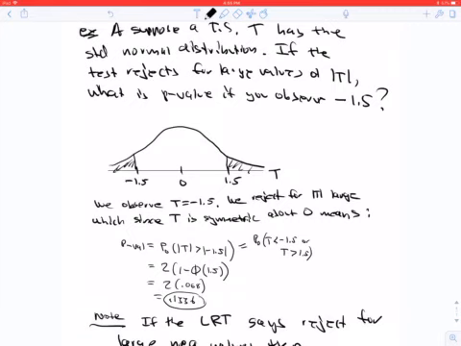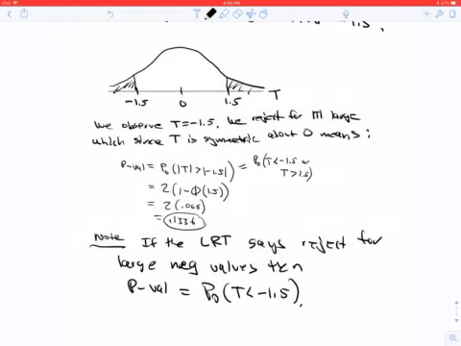So the absolute value of t is 1.5. This is equivalent to saying that it's the area to the left of minus 1.5 or to the right of 1.5. So that's 0.1336. Just note that if the LRT says reject for large negative values, then your p-value would be the probability that t is less than minus 1.5, and that would be a one-sided test.